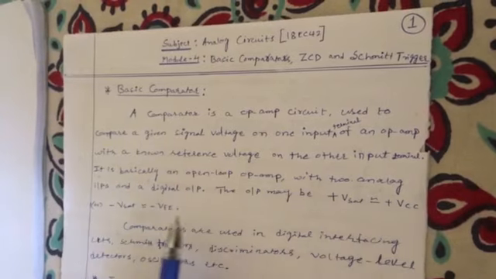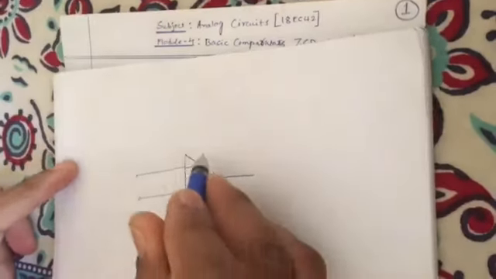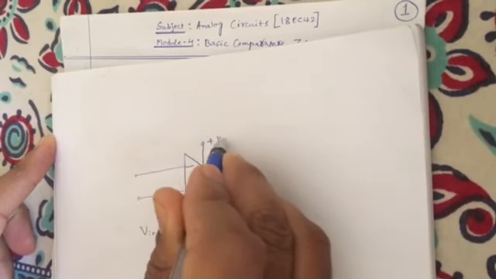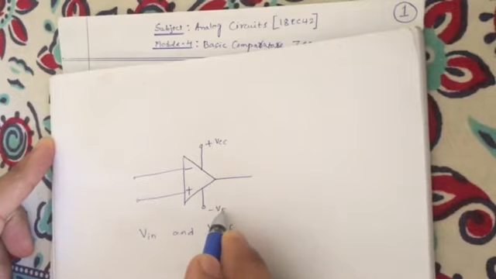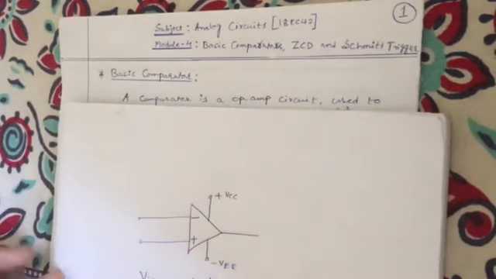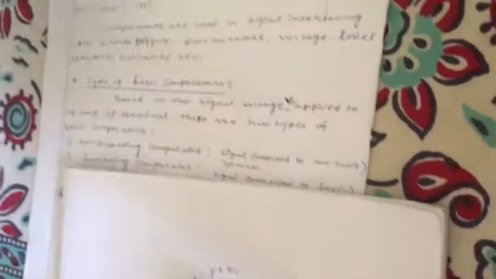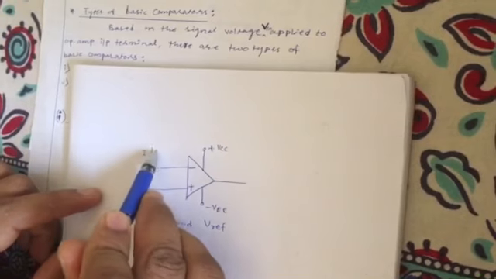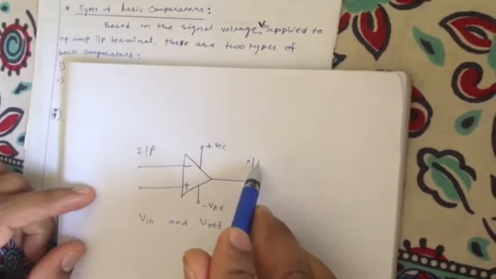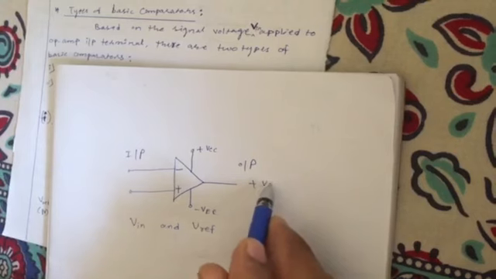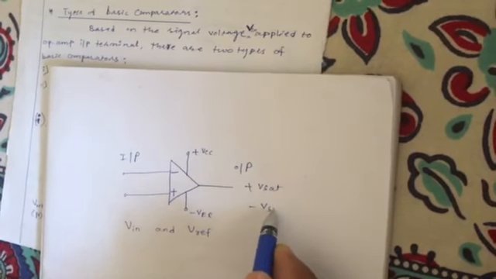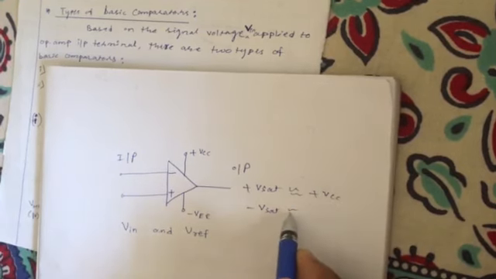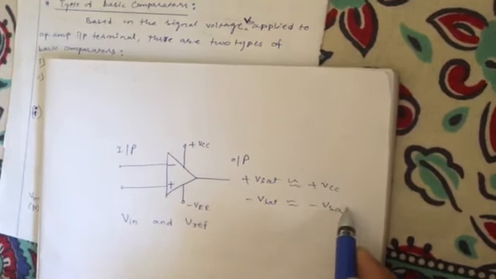Here plus VCC and minus VEE are the two power supplies connected to the operational amplifier, that is the op-amp. Here plus VCC is there and here minus VEE is there. As I said, the comparator has two inputs, Vin and Vreference, at the input side, and it produces the output either plus Vsat or minus Vsat. Plus Vsat is approximately equal to plus VCC and minus Vsat is approximately equal to minus VEE.